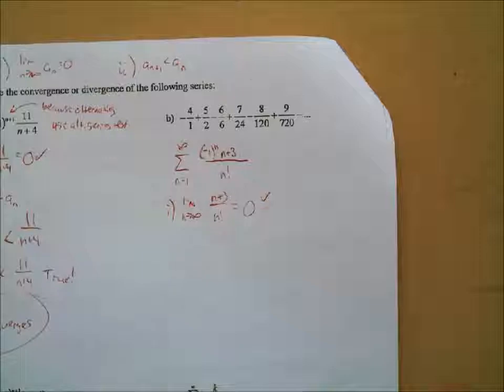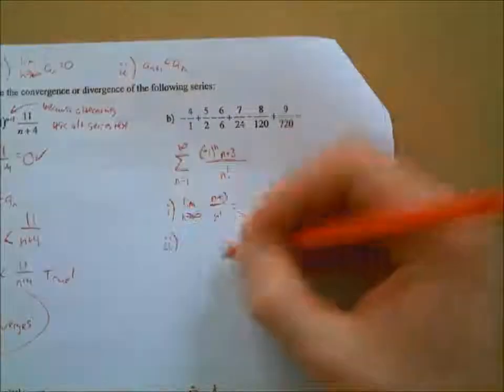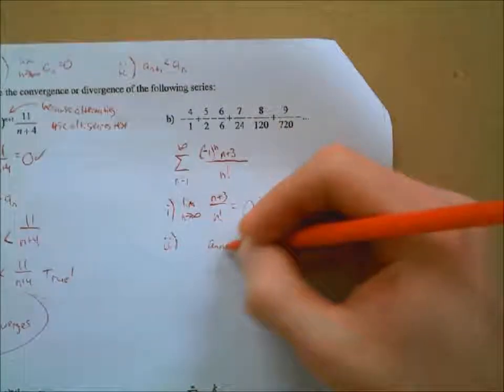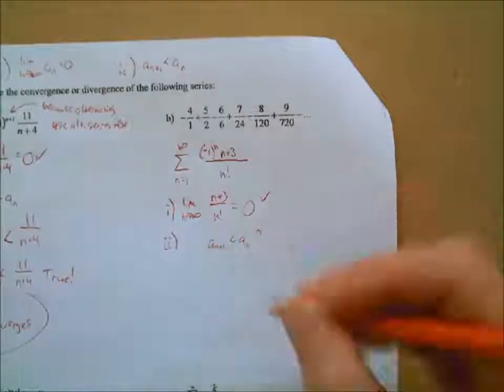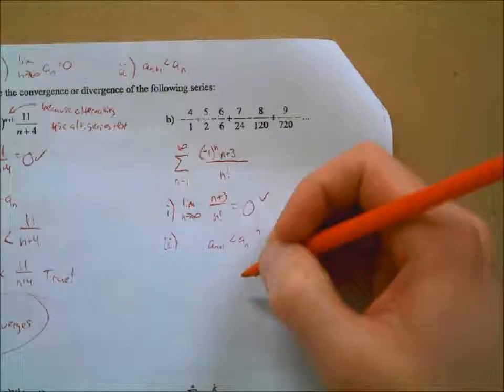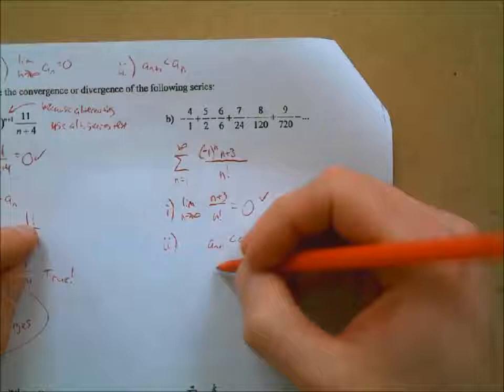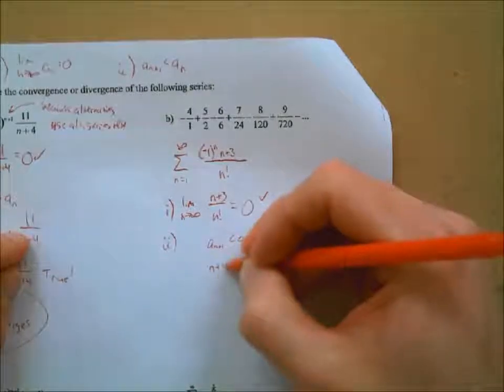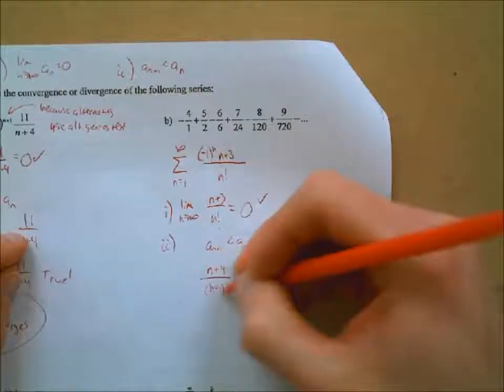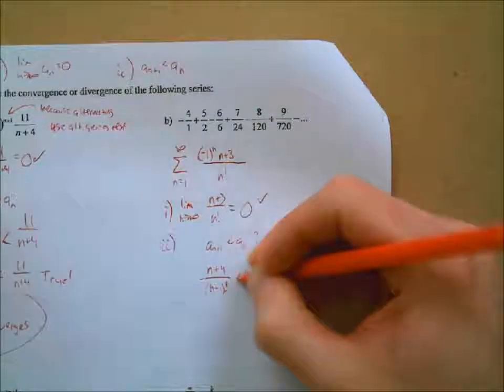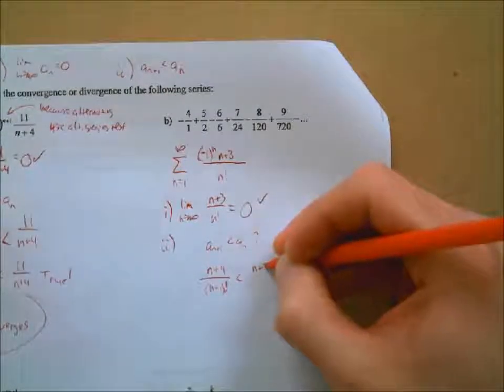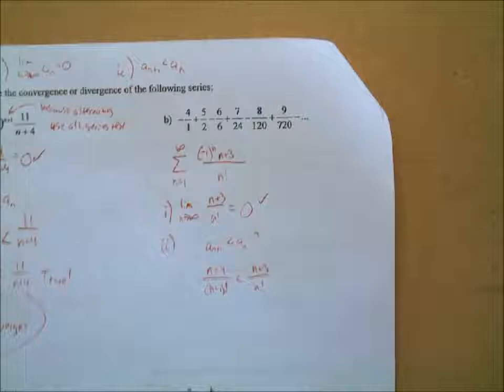Okay, so we have to go to the next section, the next term here. So a sub n plus 1, is that less than a sub n, right? That's our next question. So we'll go ahead and write these out. We'll have n plus 4 in the numerator over n plus 1 factorial. Is that less than n plus 3 over n factorial? Exercise 7B.